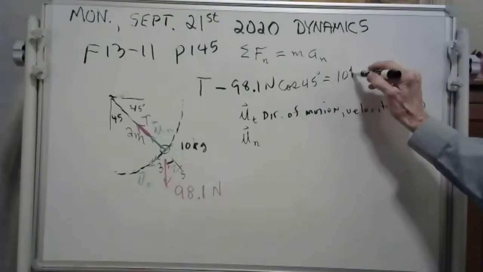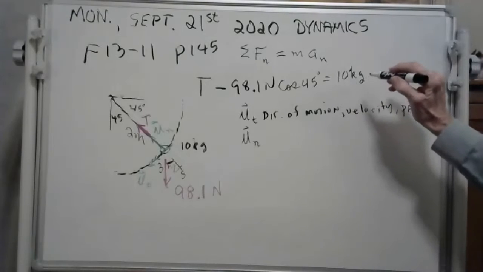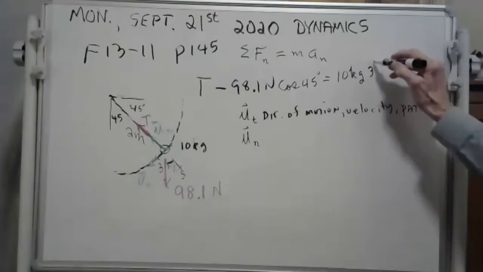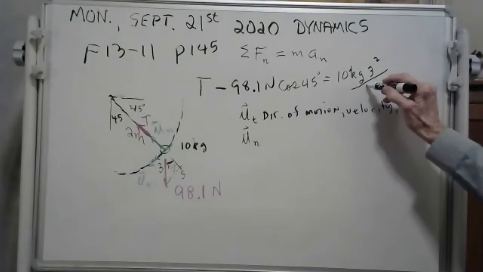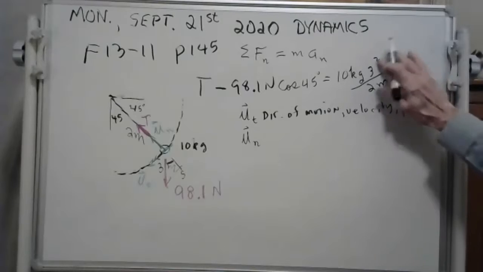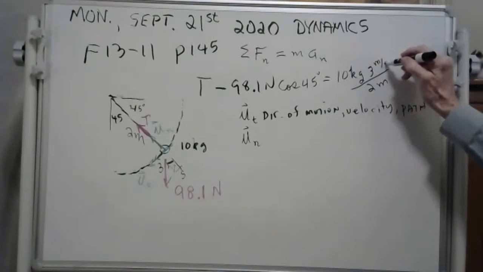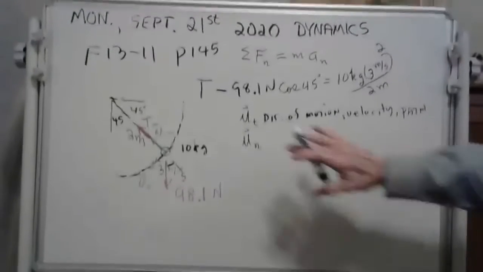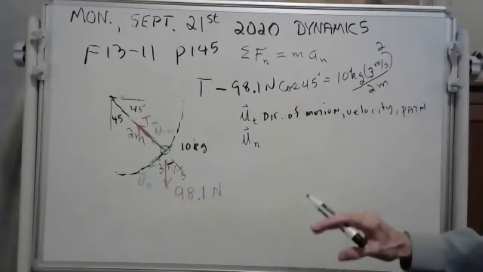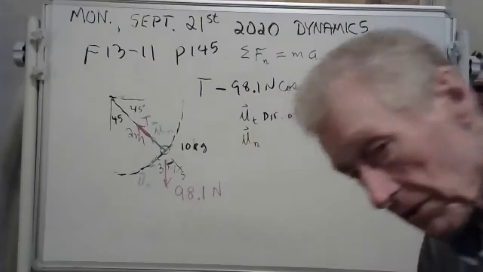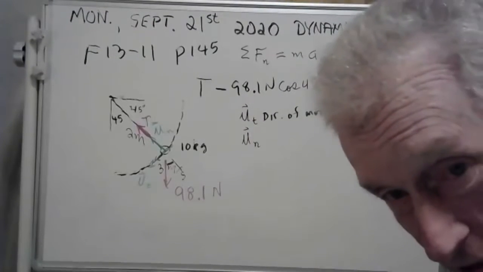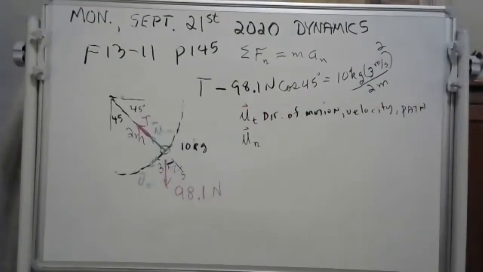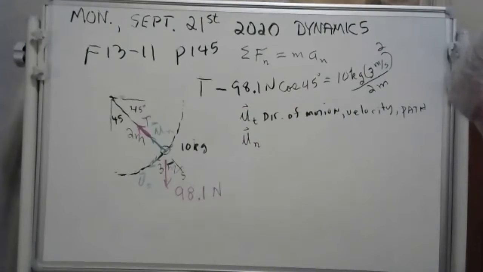equals 10 kilograms times V squared over R, is that right? Yeah, 3 squared over 2. You're supposed to put in units, so maybe I should. 3 meters per second. There's your equation. Now I'm going to shut up for a minute, and I want you to plug this in and get the tension. And then I'll call on one of my excellent students, and we'll see if we get it right. We got an equation. There's only one unknown. Look, only one unknown. The tension. On your mark, get set, go.